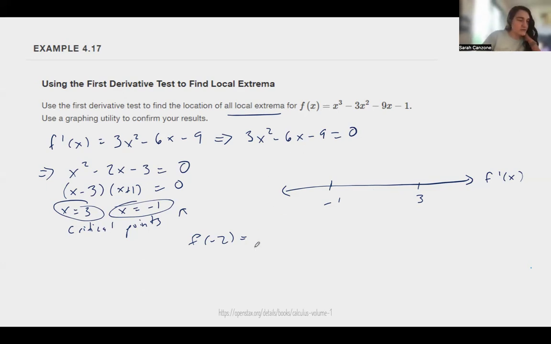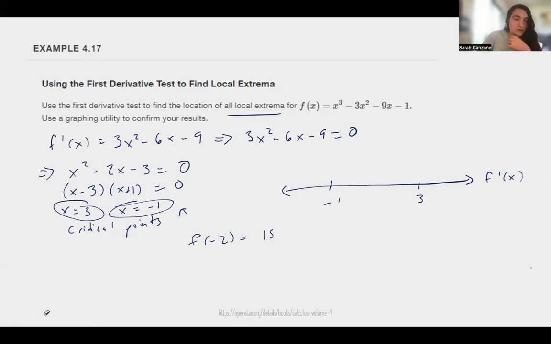So f prime of negative 2, if you plug negative 2 into your first derivative function, kind of any of these would work, to be honest. So plug this in, we get negative 15. Oh, I apologize. We get positive 15.